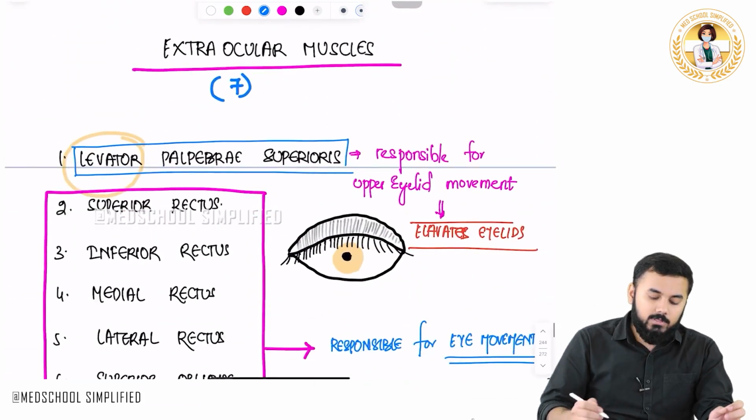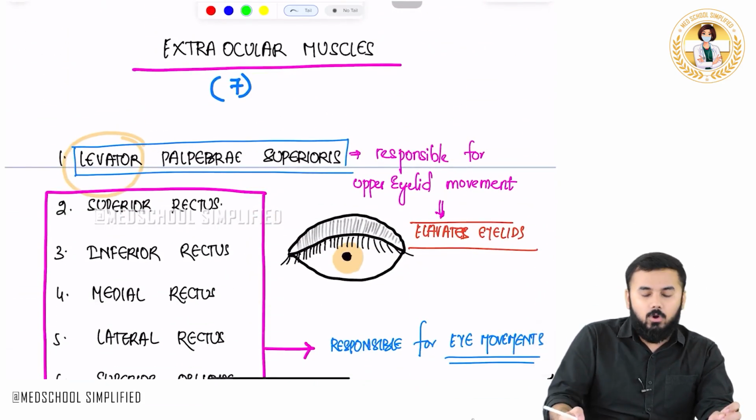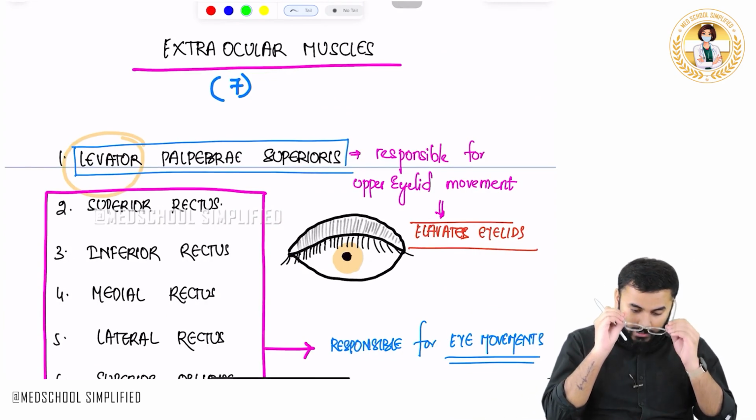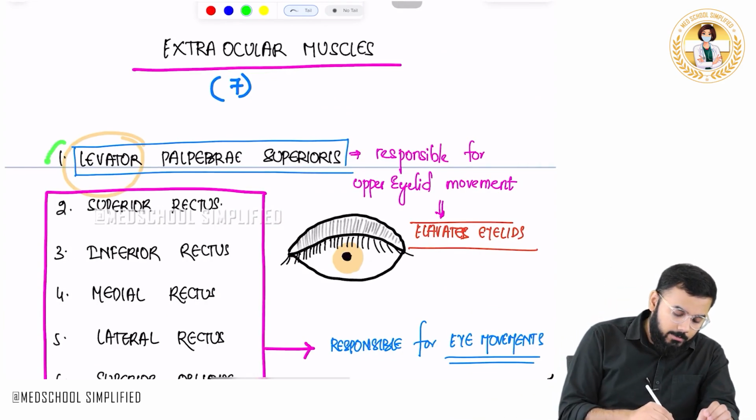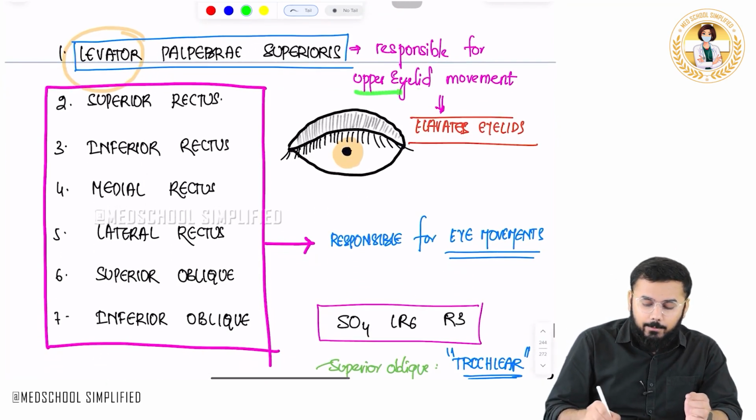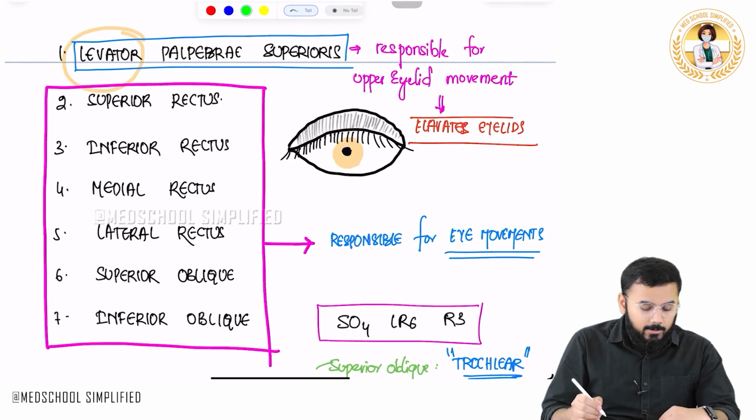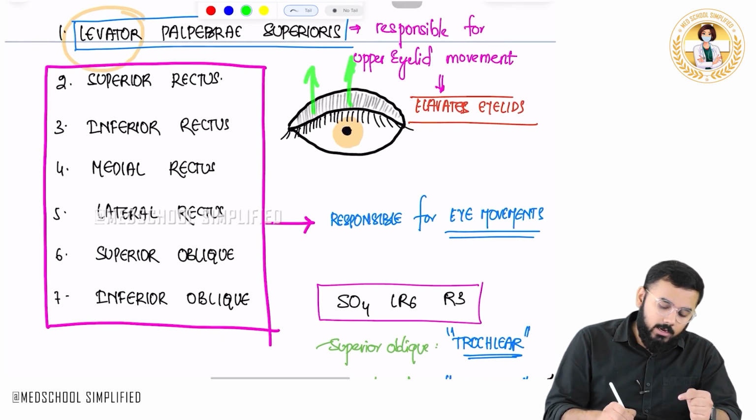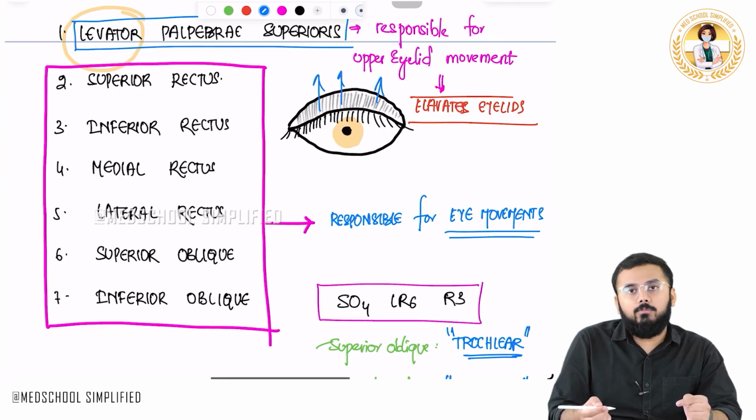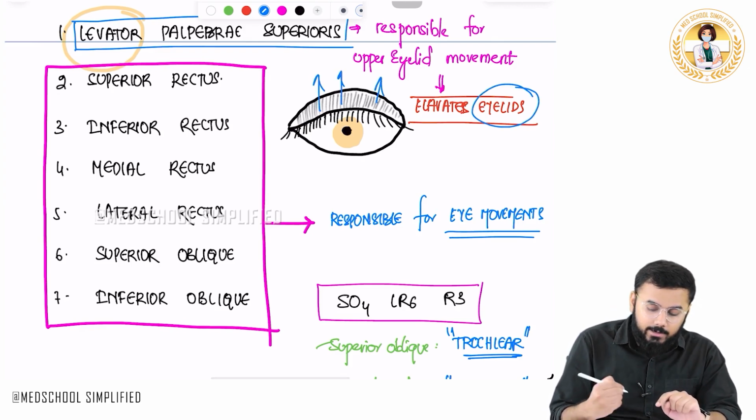So what are the things we have discussed? We discussed the extraocular muscles. As I have already told you, extraocular muscles are 7 in number. The first important muscle is your levator palpebrae superioris, which is responsible for the upper eyelid movement. It elevates the eyelid like this, not the eyeball.